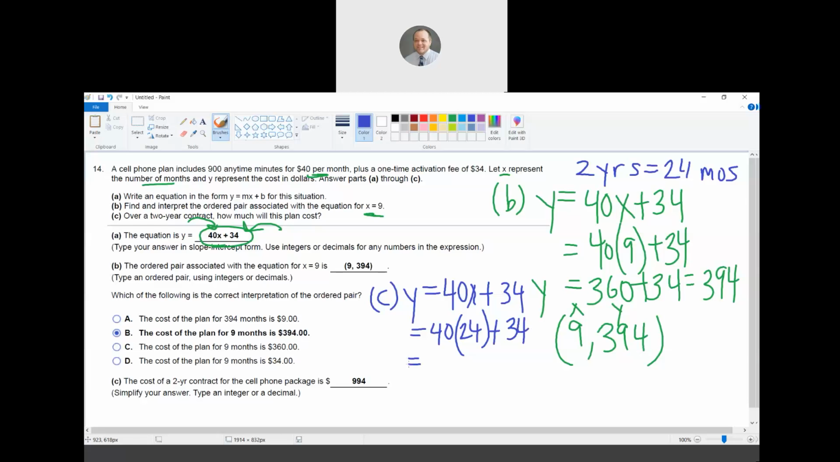24 times 40 is 960 plus 34. So over a 2-year, the cost of a 2-year contract for the cell phone package is exactly $994.